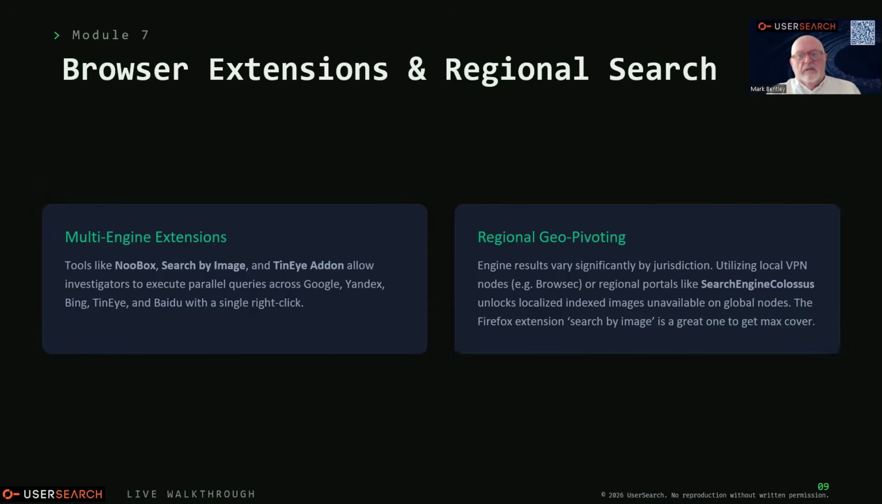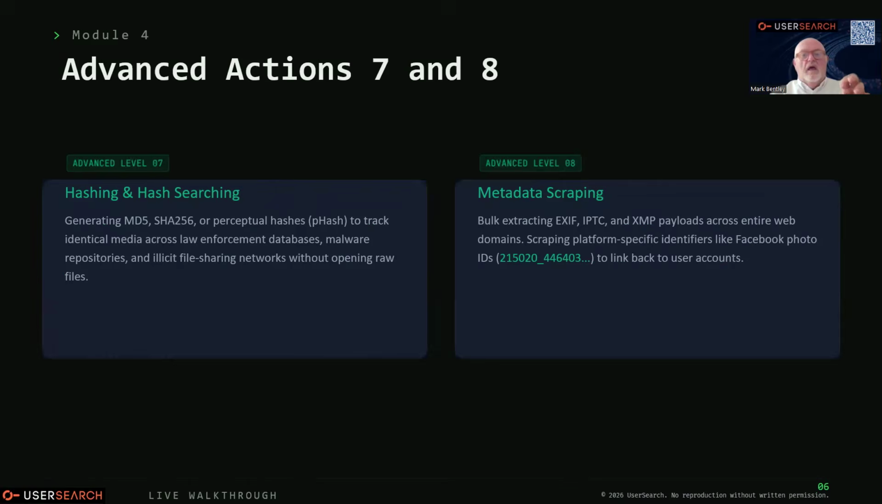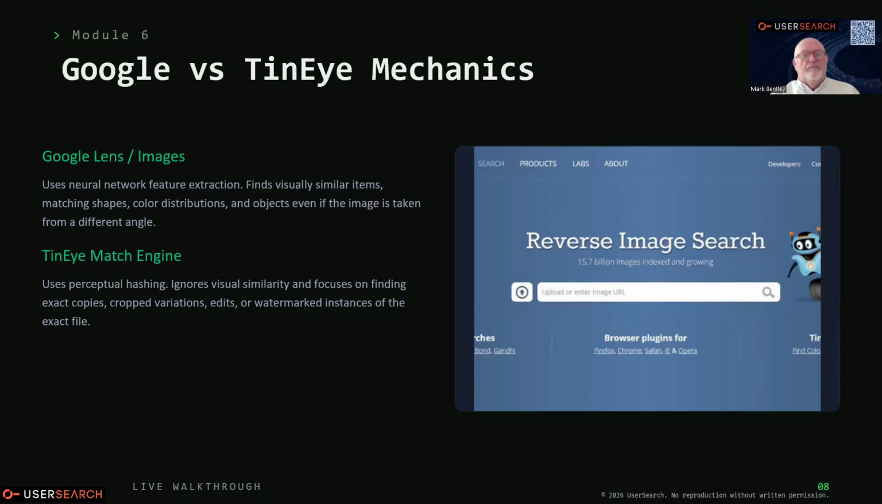And then regional geopivoting, search engine colossus, which is a search where you look via the country that you think the person came from, or you can choose another country, and it's very useful to do that. So there's the 8. So we've got those, and then the last 2 there.